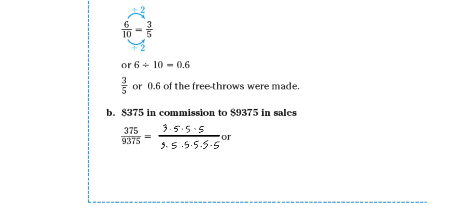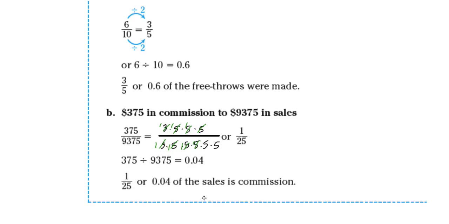And simply cancel or cross out the common factors. That's a 1, that's a 1. Common factor, 1, 1, 1, 1, and you end up with 1 over 25. If you want to make that into a decimal, simply divide 375 by 9,375. You end up with 0.04. So 1/25 or 0.04 of the sales is commission.